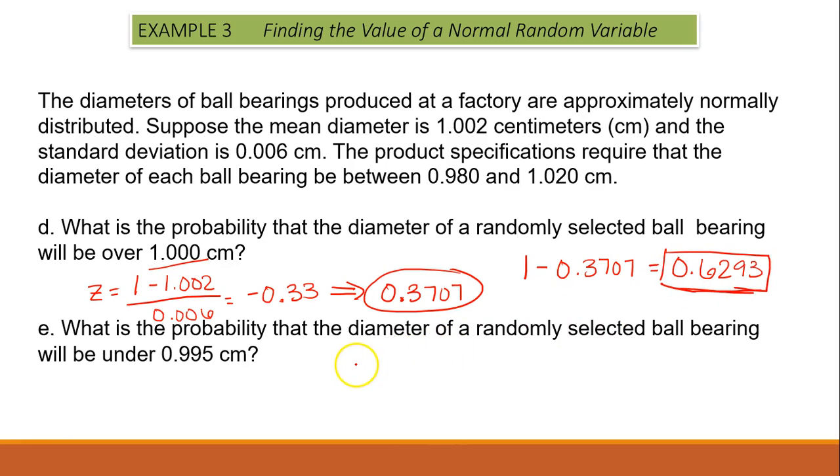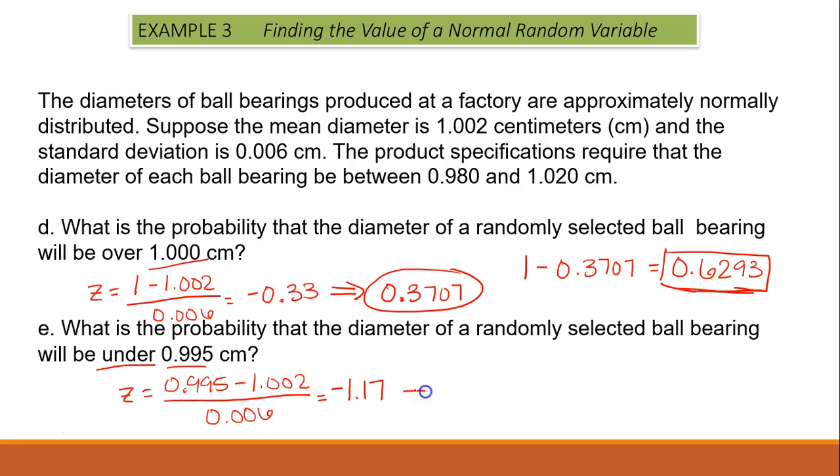Okay. Now, what is the probability that the diameter of a randomly selected ball bearing will be under this? So just like we did previously here, find the corresponding z-score. Take 0.995, subtract it from our mean, divide it by the standard deviation, and we get, what do we get? Negative 1.17.